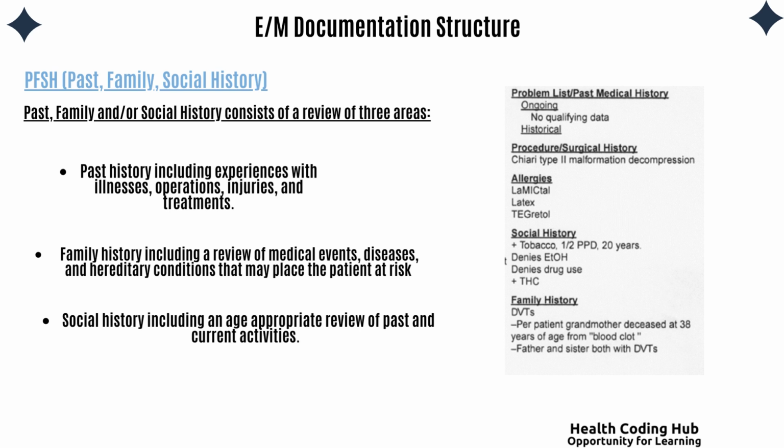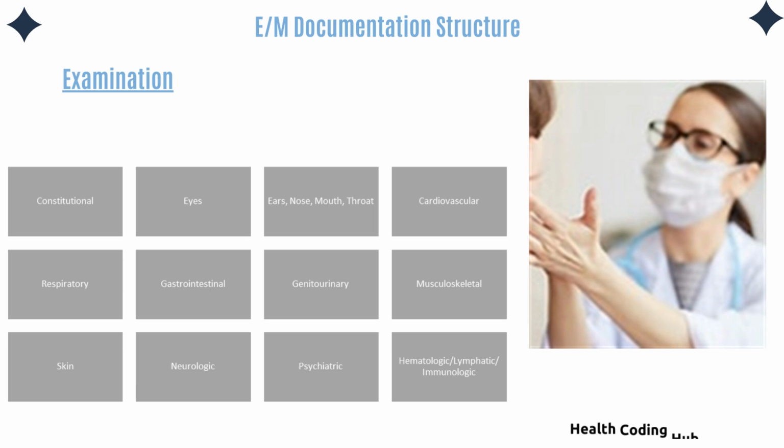Procedural surgical history: Chiari type malformation, decompression. Allergies: latex. Social history: tobacco, half a pack per day for 20 years; denies alcohol, denies drug use. Family history: diabetes. Per patient, grandmother deceased at 38 years of age from a blood clot; father and sister both with diabetes.